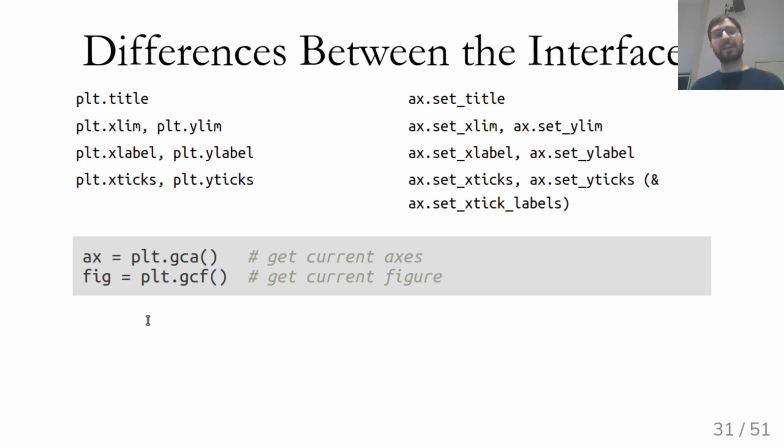Oh yeah, and if you wrote something, but then in the end you figure out, oh, I want to change something on an axis I created earlier, you can always get the global state objects with plt.gca to get the current axis or plt.gcf to get the current figure. This will give you the objects that are the current objects, and so that's also often useful.